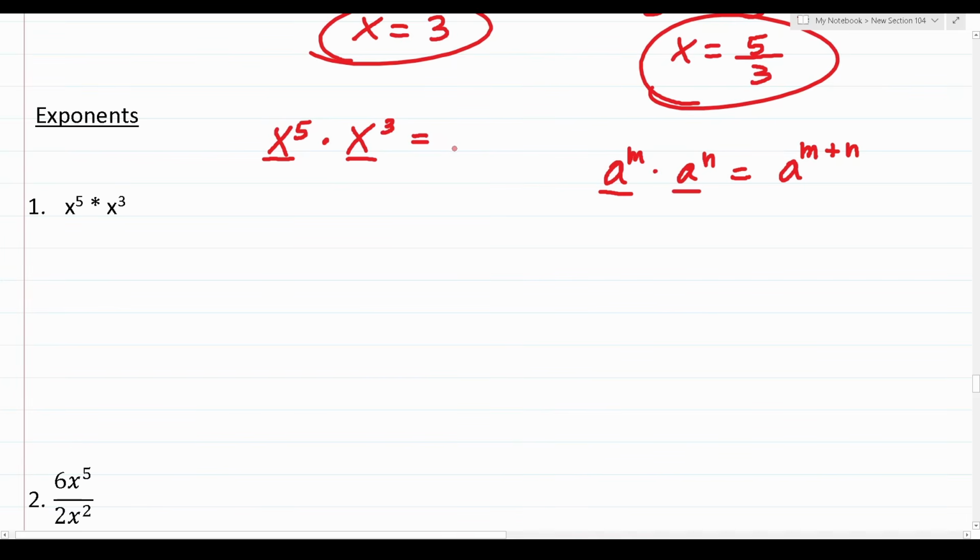So to solve this one, we'll just write down our base of x, and then we'll add their exponents. So that will be 5 plus 3. Of course, 5 plus 3 is 8, so this becomes x to the 8th. All right, so that's that one. Again, we use the product rule to figure that one out. That's one of the laws of exponents.